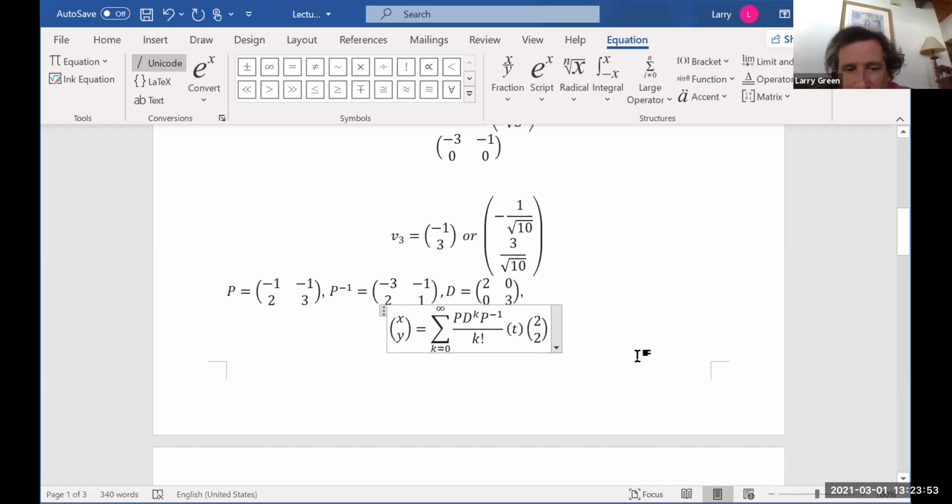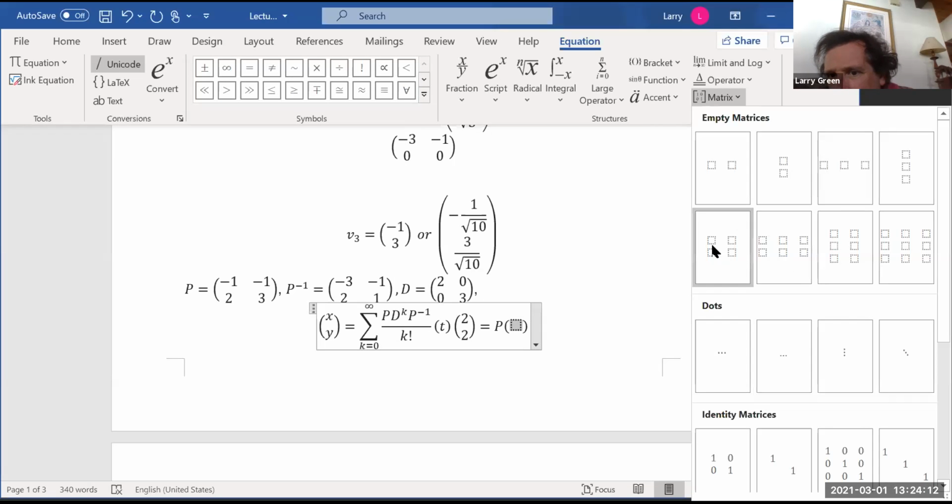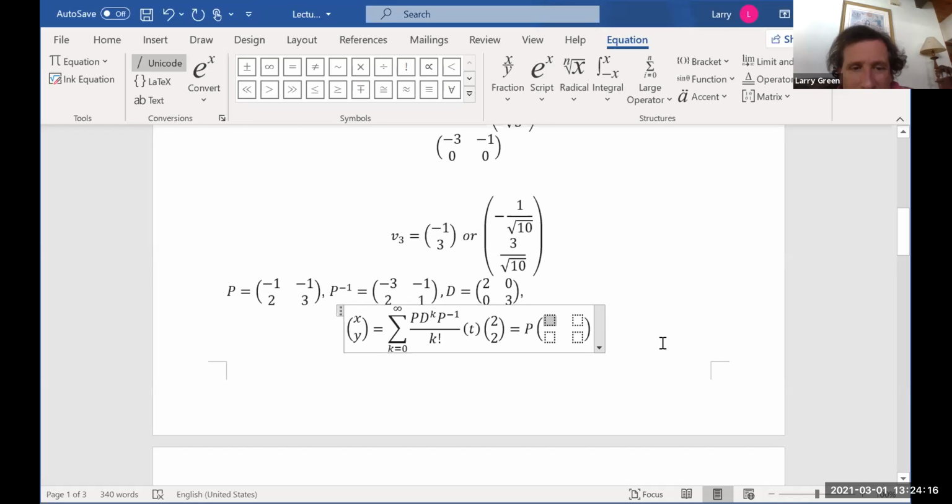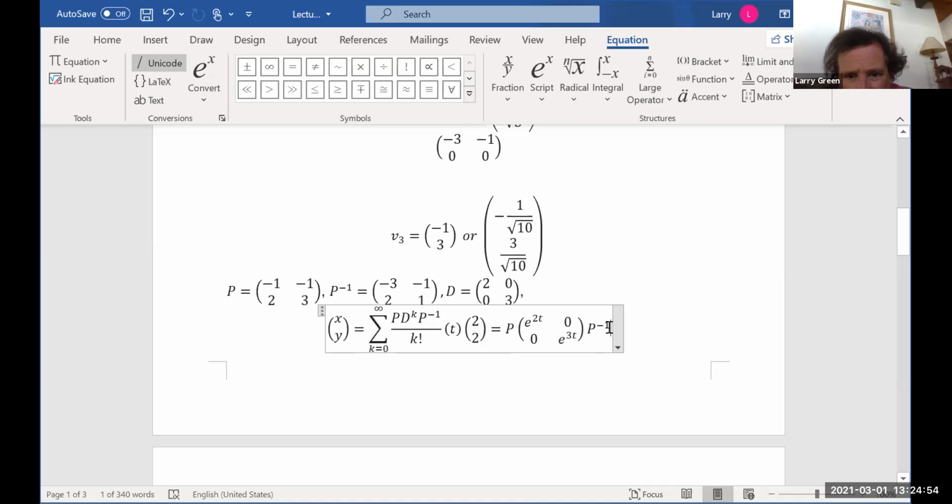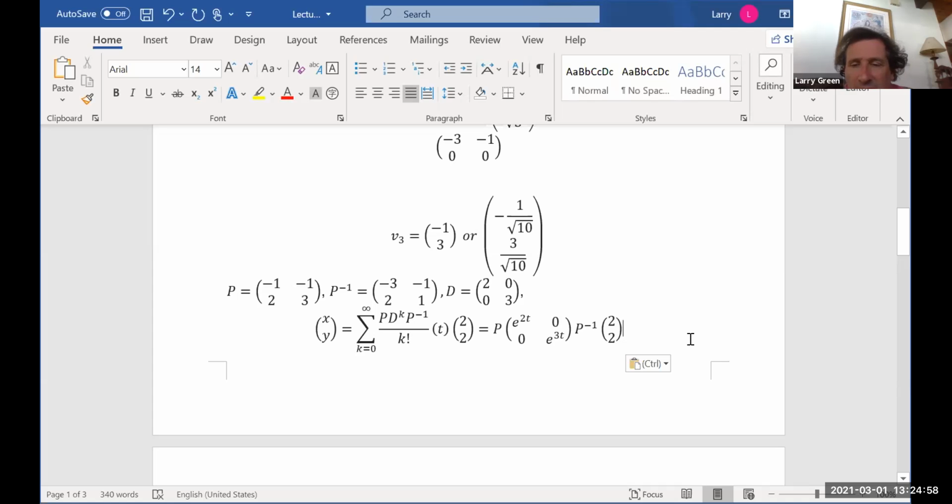And the idea is that's e to whatever you've got. So let me write that out because that might help to understand that. That's going to be P times, now let's write down the matrix. So now what you get is when you have that summation of D to the k, and D is 2, 3, that's going to be e to the 2t. That's what it all sums up as. And then we're going to have a 3, e to the 3t, 0, 0, P inverse times 2.